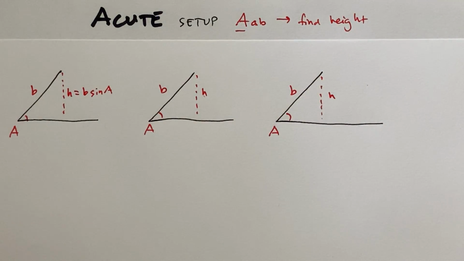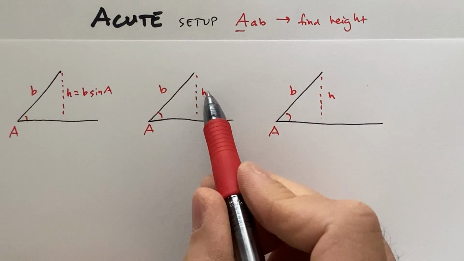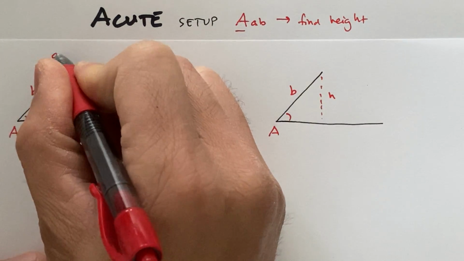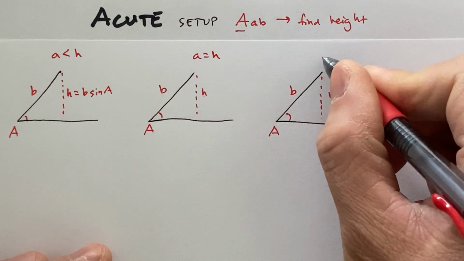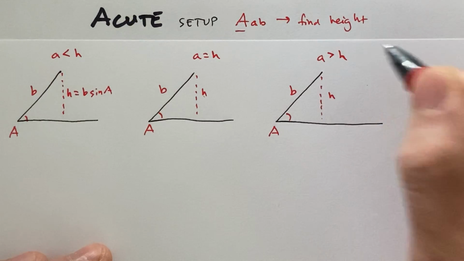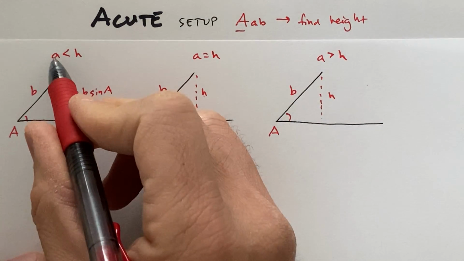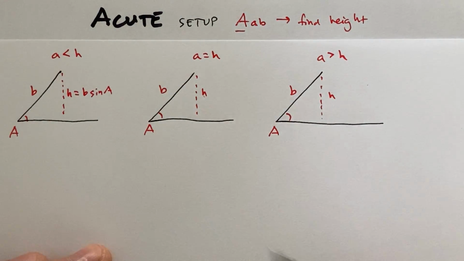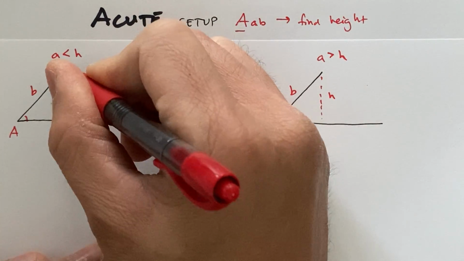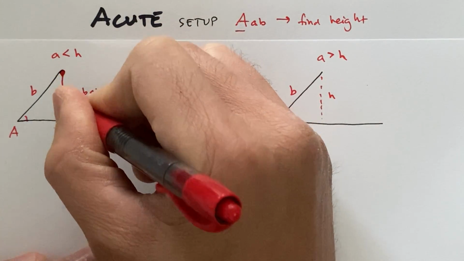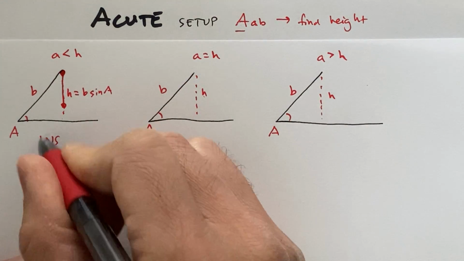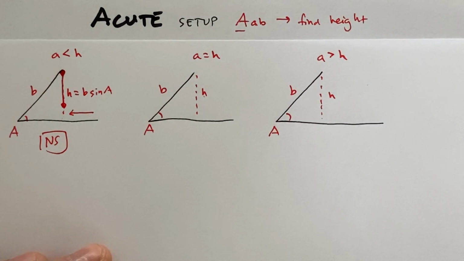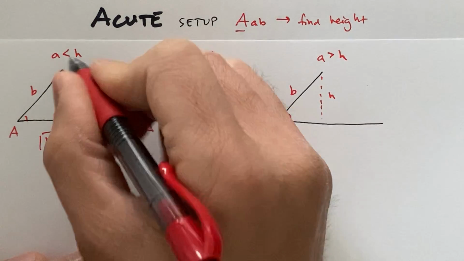Now what you're going to do is compare your side a versus the height. Your side a could either be less than the height, equal to the height, or greater than the height, the altitude. If your side a is shorter than the height, in other words, from top to bottom is the altitude, and your side a is smaller than that, then it's going to be no solution. Why? Because there's going to be a gap in your triangle, which means you don't have a triangle.